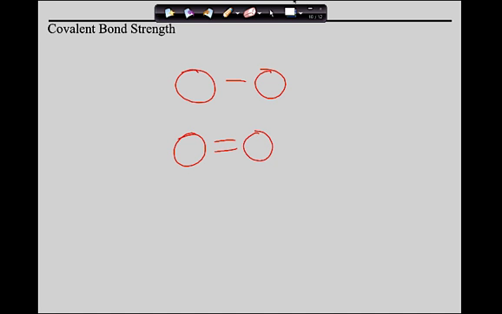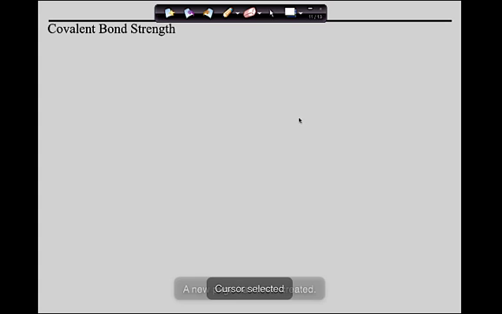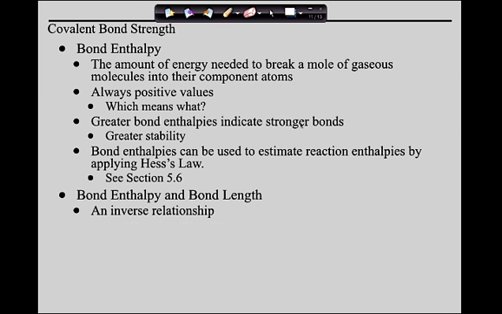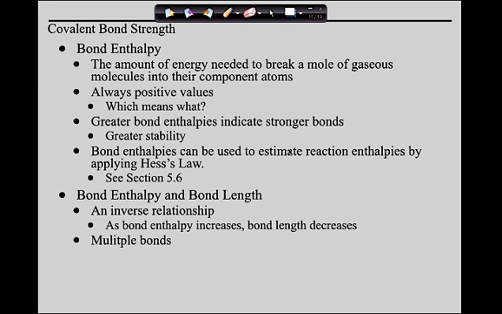So, if you want this in writing, print the notes, but it just goes like this. Bond enthalpies are the amount of energy needed to break a mole of bonds. These are always positive values because energy is always needed to break bonds. Then, guys, greater bond enthalpy, stronger bonds, right? More stable. That makes sense. We've already talked about that. Don't worry about this relative to Hess's law.